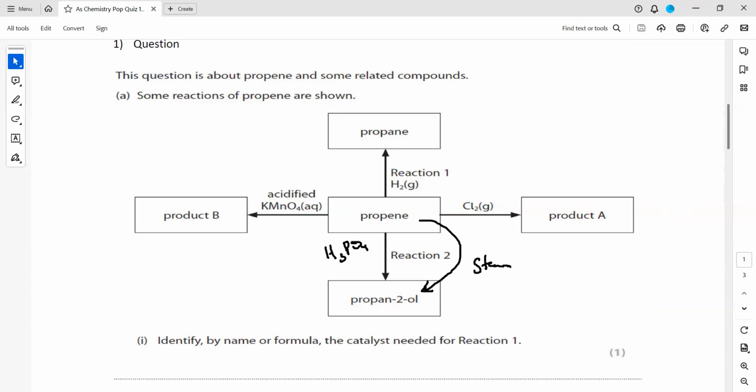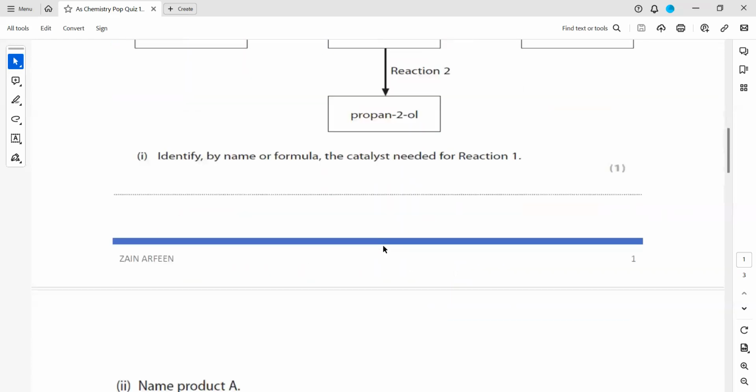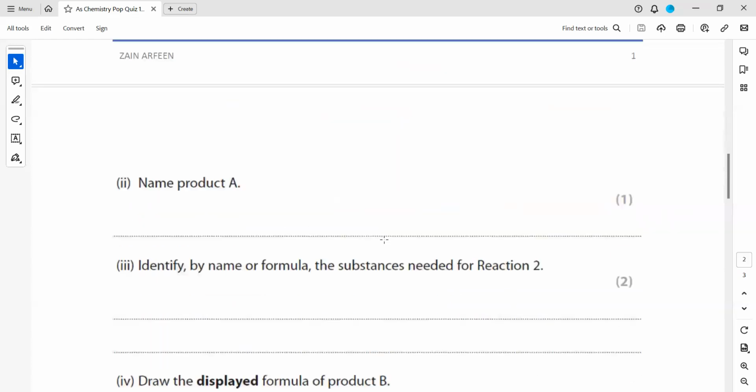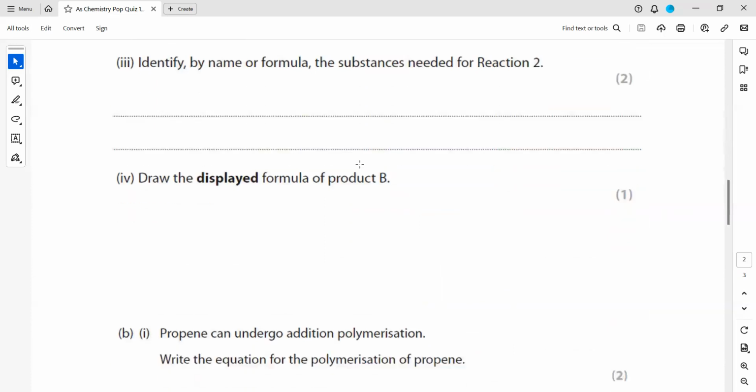Or it can also be done by adding first concentrated sulfuric acid, then followed by water. So again, this is related to memorizing how certain alkenes are converted into different types of compounds. So for reaction 2, we need steam, and we need phosphoric acid as a catalyst.